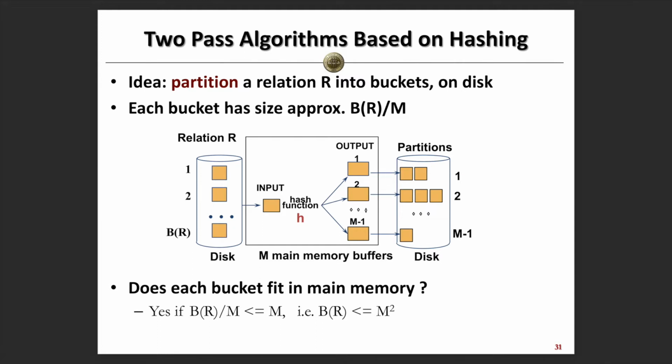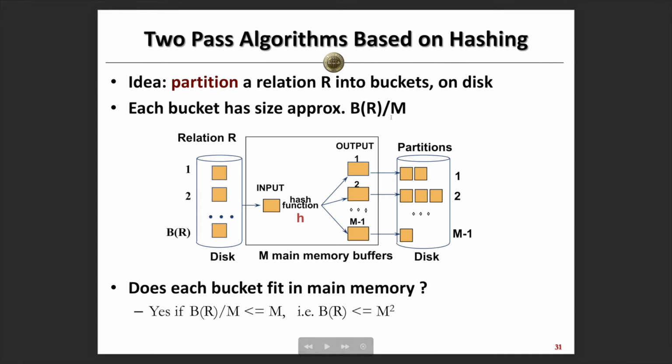Okay, so we will first introduce the two-pass algorithm based on the hash function. The basic idea for the two-pass algorithm with the hash function is to partition a relation R into some buckets, and we can then load these buckets into the memory for processing. So we need to ensure the bucket size is approximately BR divided by M. BR denotes the number of blocks of the relation R, right? M denotes the blocks we can hold in the memory.